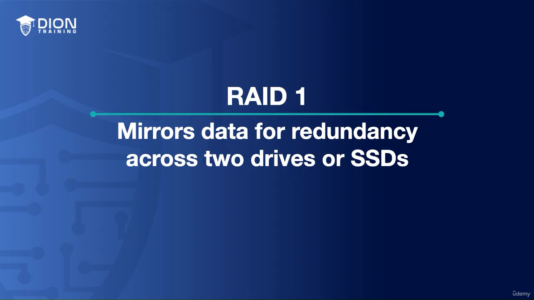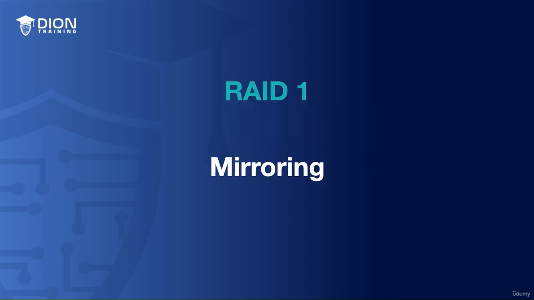Second, we have a RAID 1. Now, a RAID 1 is going to be used to provide redundancy by mirroring your data identically onto two hard disk drives or solid-state devices. This way, if one of those storage devices fails, the other one can continue to operate because it has a full copy of everything that was included on those drives. The key word you need to remember for a RAID 1 is mirroring.